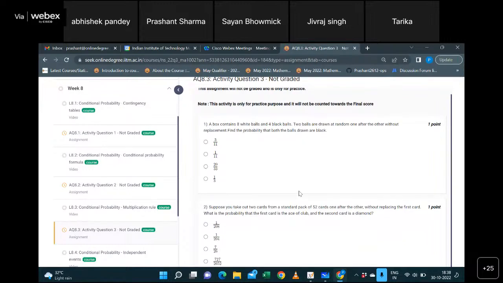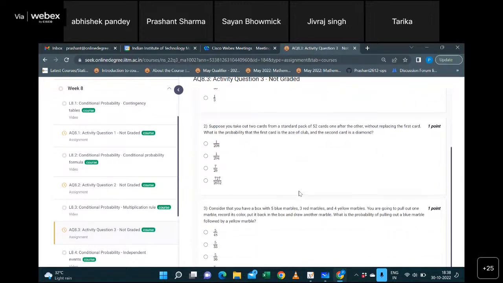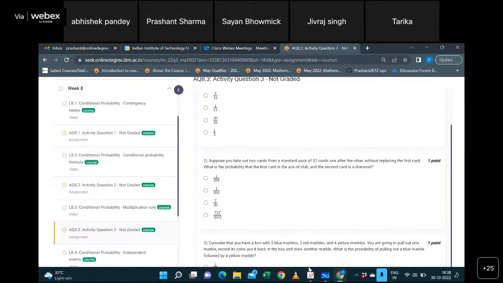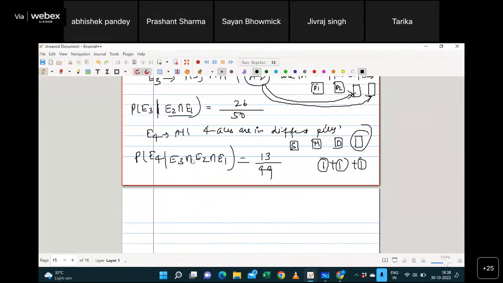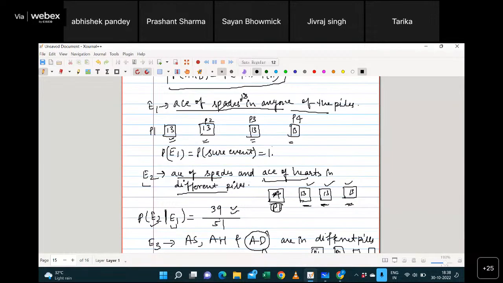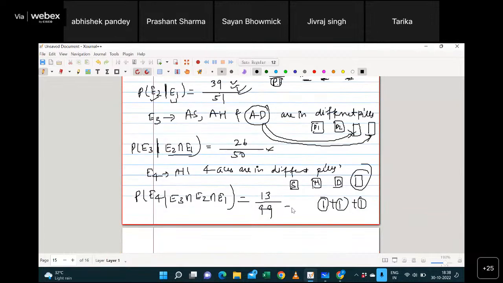So in this activity 8.3, does anyone have any doubt? In that question, you have to multiply all the probabilities at the end, right? Is it clear or not? You have to do 1 into this probability, into this, into this, like all the probabilities. Yeah, that is the multiplication rule. Okay. Yes, sir.